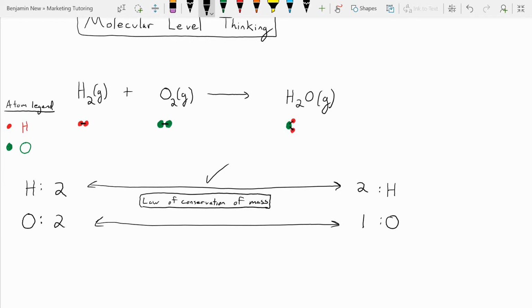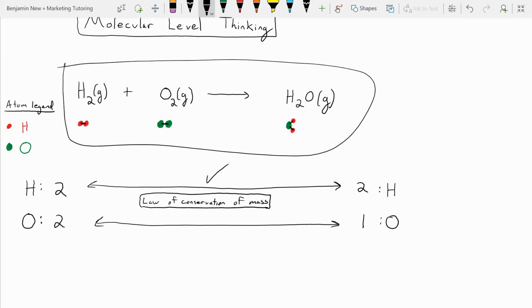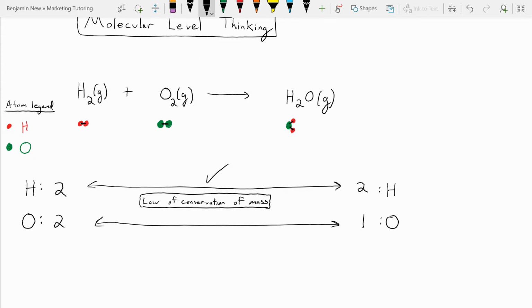We have not upheld the law of conservation of mass, and therefore this cannot be the appropriate reaction because there's mass that happens to disappear. An oxygen atom just disappears out of nowhere. It doesn't go anywhere, so that's not possible. So we need to find a way to put different coefficients or add different numbers of molecules of each of these in order to balance both sides of the equation.